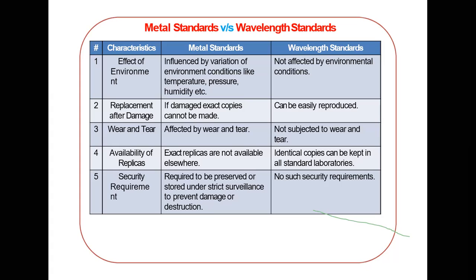Next, availability of replicas, that is the same type of object. So exact replicas are not available elsewhere, because it is made with interchangeable manufacture only. So that is why exact replicas are not available. But in the wavelength standard, identical copies can be kept in all the standard laboratories. So this is done in all the standard laboratories.